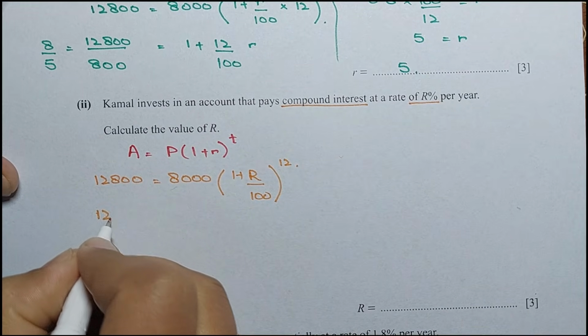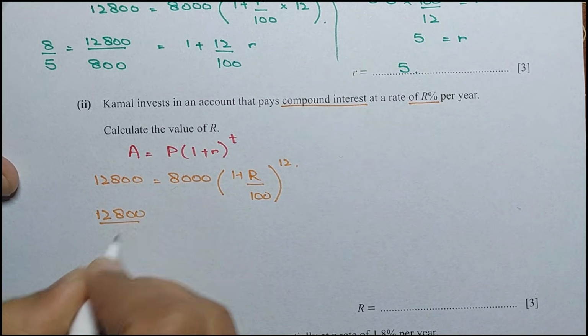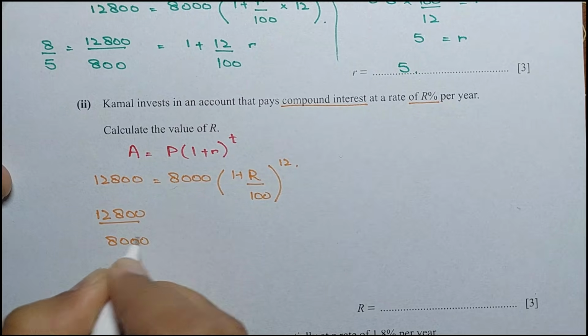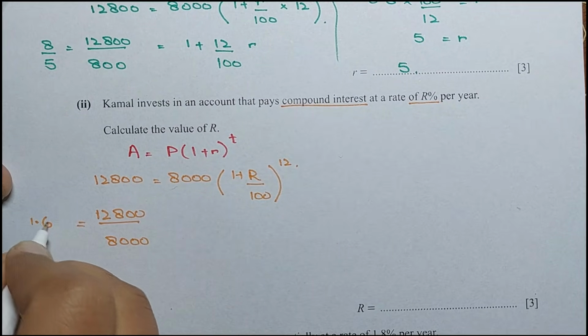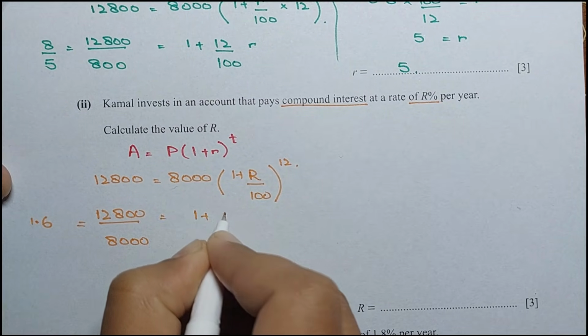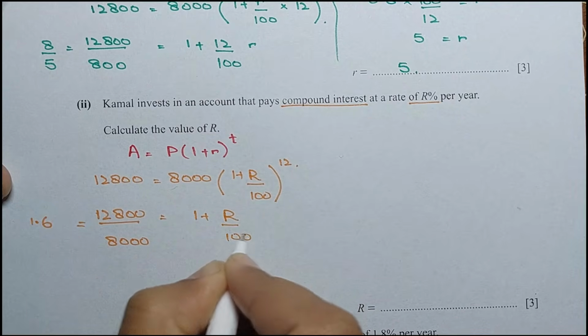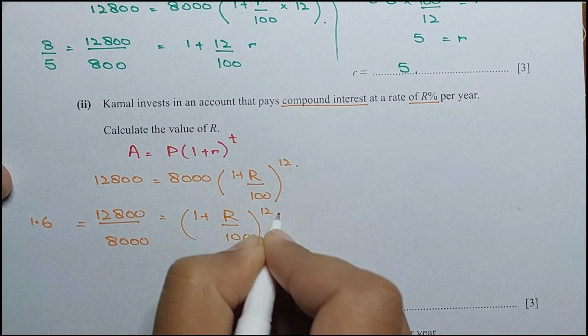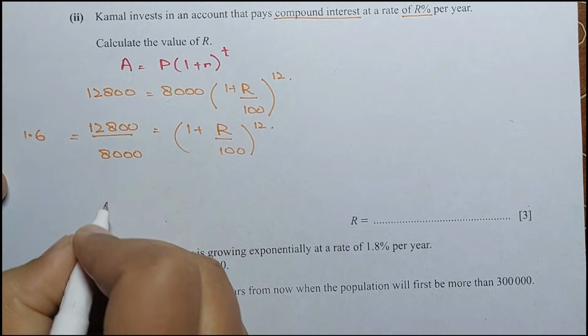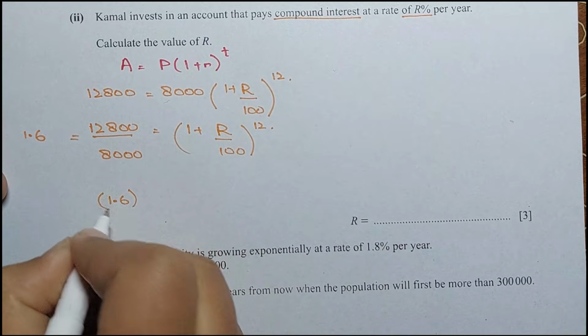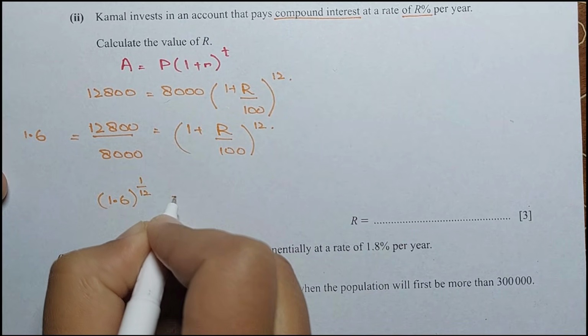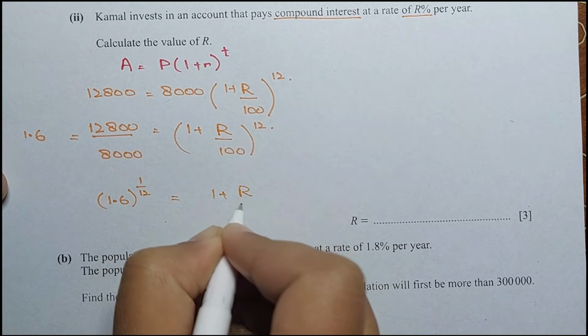So we know that 12,800 divided by 8,000 would be equals to 1.6. We have already done this. 1 plus R over 100 whole power 12. Okay, so this is 1.6. Let me take the power 1 over 12 on both sides. 1 plus R over 100.